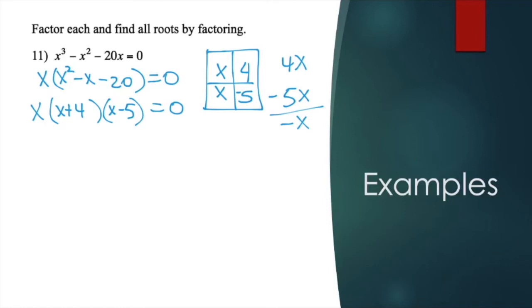Okay, we're doing the zero property. We did this with quadratics. All we're doing is writing them down separately, and that's the answer. x equals 0, x plus 4 equals 0, and x minus 5 equals 0. But you might be able to do that in your head without writing it.